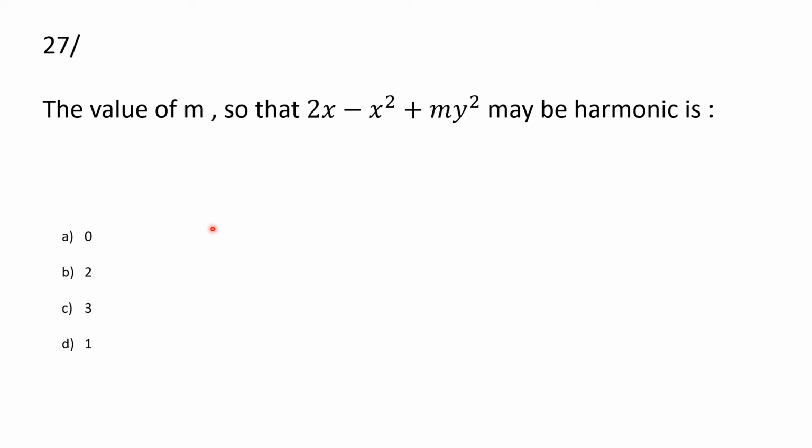Then here is the next question, which is the value of m so that 2x minus x square plus m y square may be harmonic. And the options are 0, 2, 3 and 1.